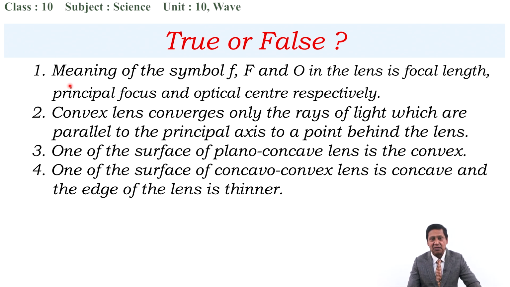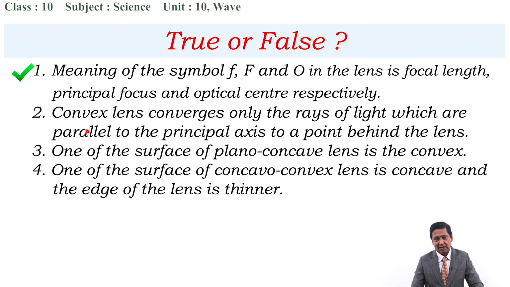Look at this. Number 1, the meaning of the symbols small f, capital F and O. Small f means what? Focal length. Yes, it is given here, focal length first. And then what comes after this? Principal focus. Capital F is principal focus, yes. And O is optical center respectively. Yes, this argument is correct, isn't it? Small f, focal length, capital F, principal focus, and O is optical center. This argument is correct, isn't it?